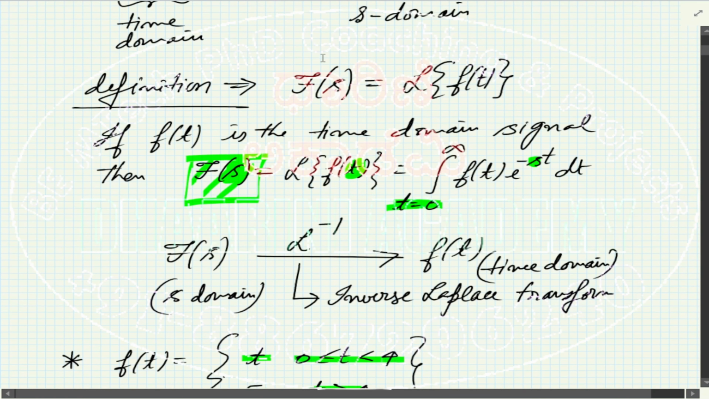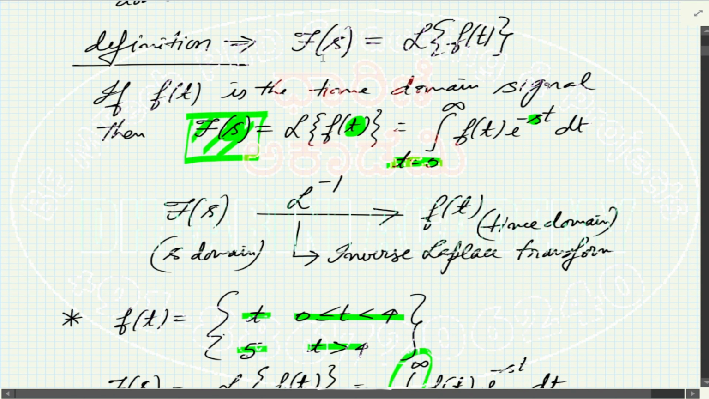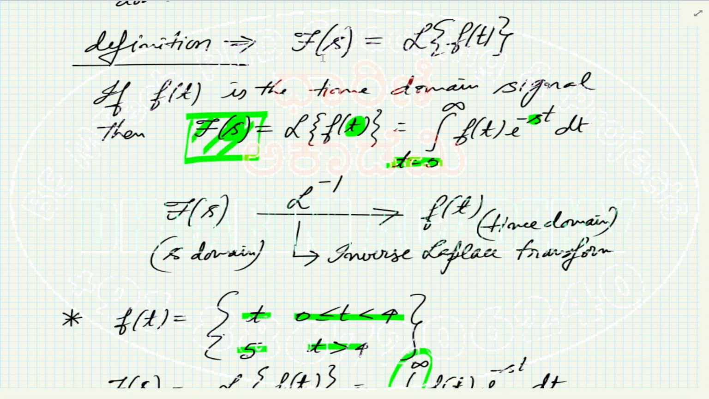So how to write the equation? The equation for the Laplace transform is capital F of s is the Laplace of f of t, which is the integral from 0 to infinity of f of t times e to the minus st dt. What's the difference between this equation and the Fourier transform equation? It's the s instead of j omega. In Fourier, you have j omega. If you remember, it's the integral from minus infinity to infinity of f of t e to the minus j omega t dt.